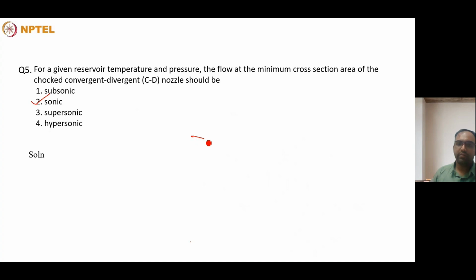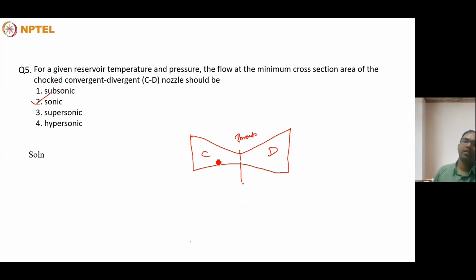For a convergent divergent nozzle, this is the minimum cross-sectional area point. This is the converging part, this is the diverging part, and this is the throat. So when the Mach number is less than 1, the converging section will be acting as a nozzle, and the diverging section will be acting as a diffuser.